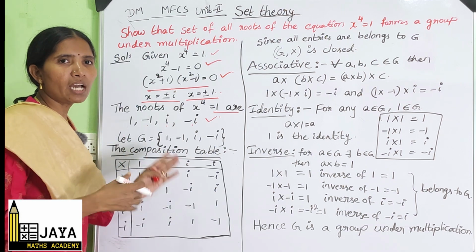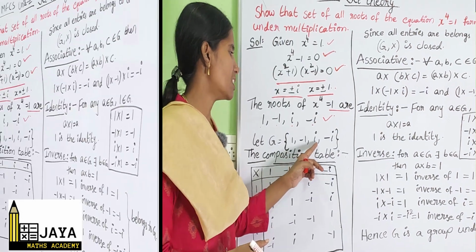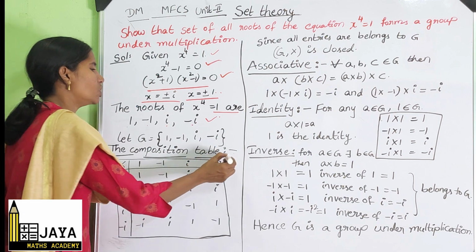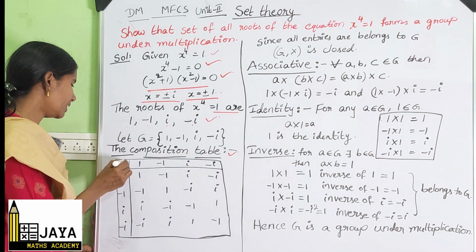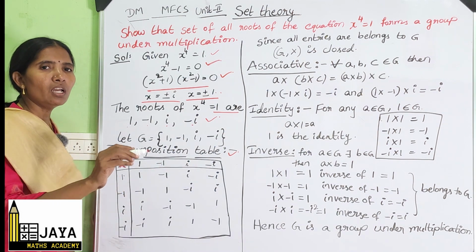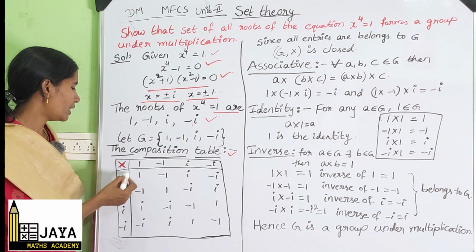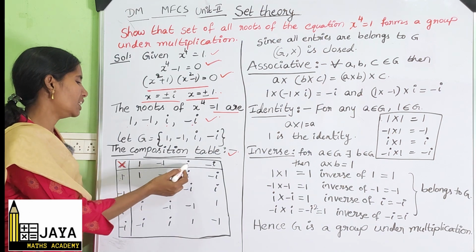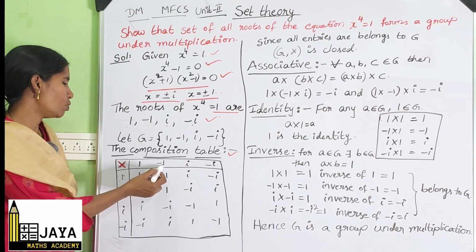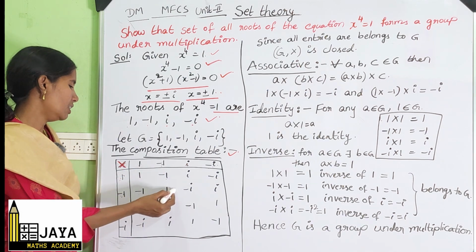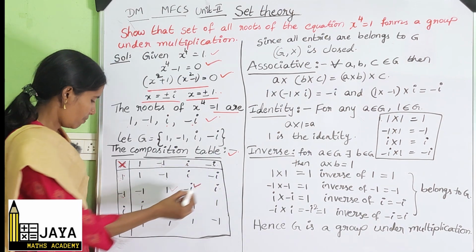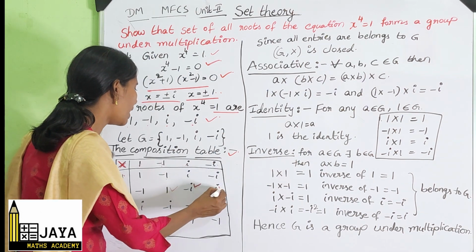We have to show that the set of these 4 elements satisfies the 4 properties: closure, associative, identity, inverse. So check here the composition table, with multiplication. Rows and columns: 1, minus 1, i, minus i. First row: 1 into 1 is 1, 1 into minus 1 is minus 1, 1 into i is i, 1 into minus i is minus i. Next, minus 1 into 1 is minus 1, minus 1 into minus 1 is 1, minus 1 into i is minus i, and minus 1 into minus i is plus i.